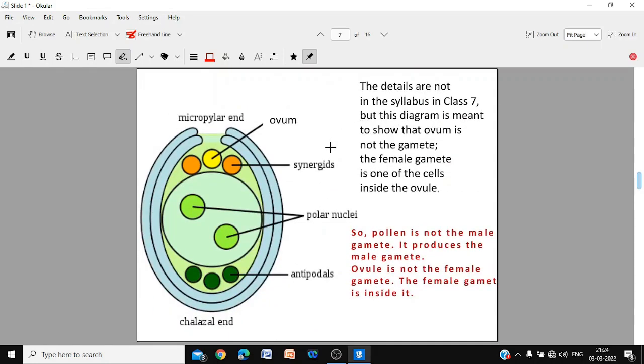Now, this is the structure of an ovule. Ovule structure is not in the syllabus, but the reason why we are showing you is, inside the ovule there are many cells, of which only one cell is the ovum. So the ovule is not the ovum. Inside the ovule, you have the ovum. The ovum or female gamete is inside the ovule, but that is only one of the cells inside the ovule. So do not say the ovule is the female gamete. The ovule contains the female gamete, or the ovum.